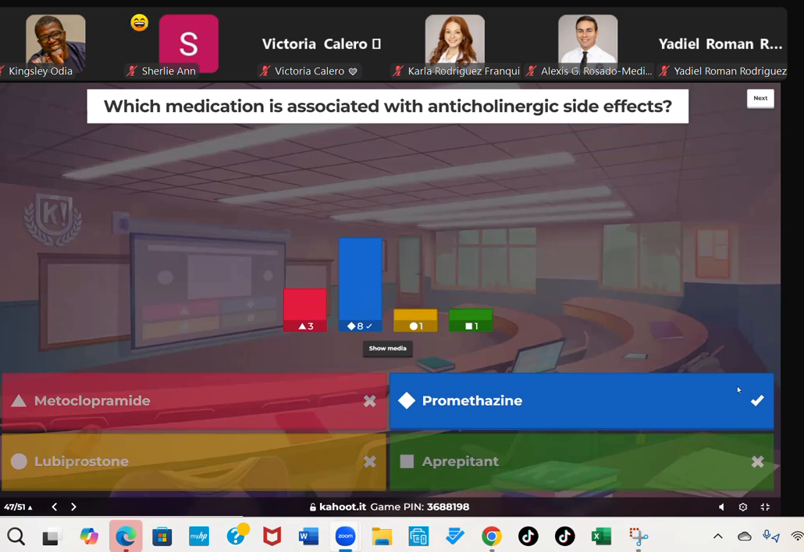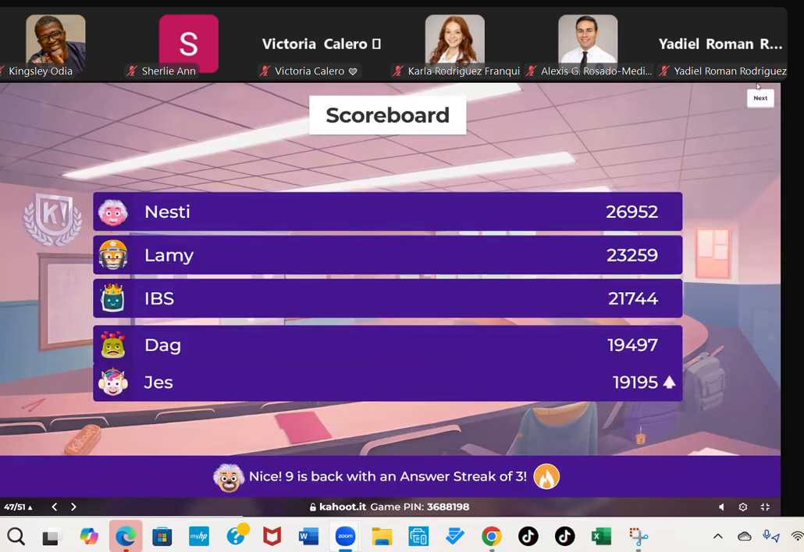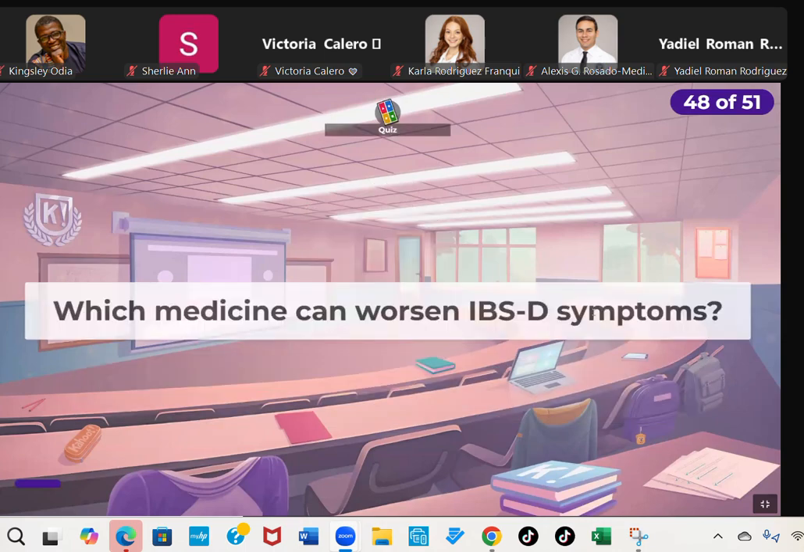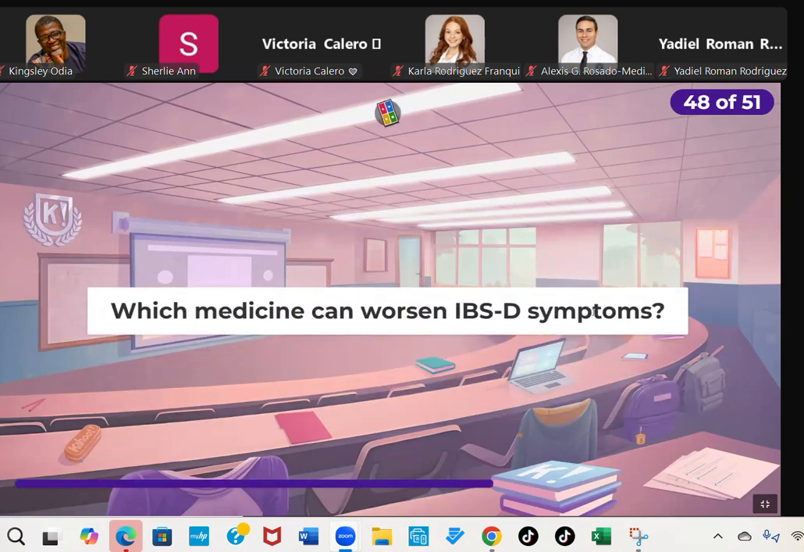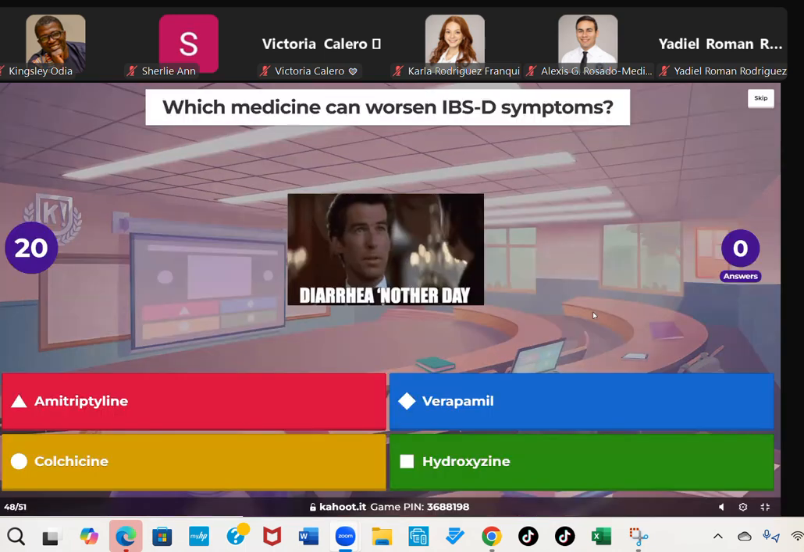All right, promethazine, yes. Which medicine can worsen IBS-D symptoms? Amitriptyline, verapamil, colchicine, hydroxyzine.